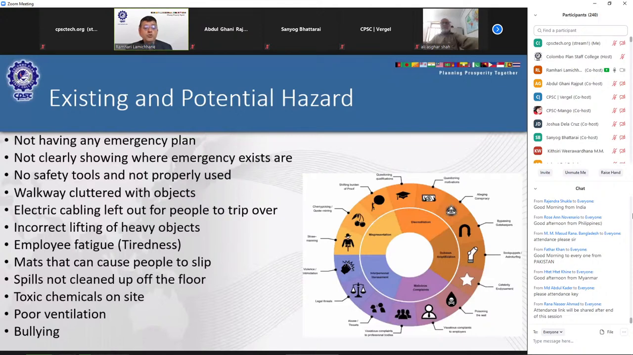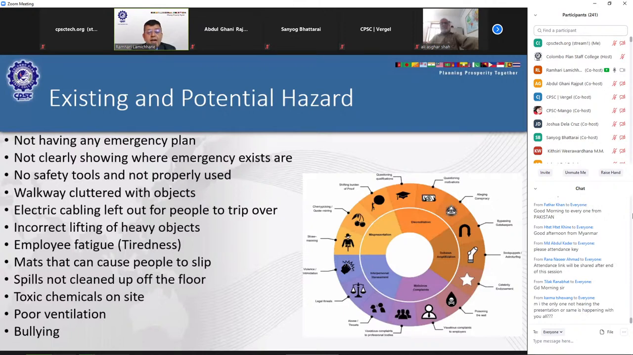Mats that can cause people to slip. In some cases, workers get mats and use them to sleep. And it can cause problems on the floor, like if we put a wet floor sign and put a mat, and if we put our feet over there, it can slip easily, so people can fall down. So mats that can cause people to slip. That is another reason. We have to be careful. That's why we always have to be careful with wet floors and mats, something like that. And spills not cleaned up off the floor. So that is another reason.